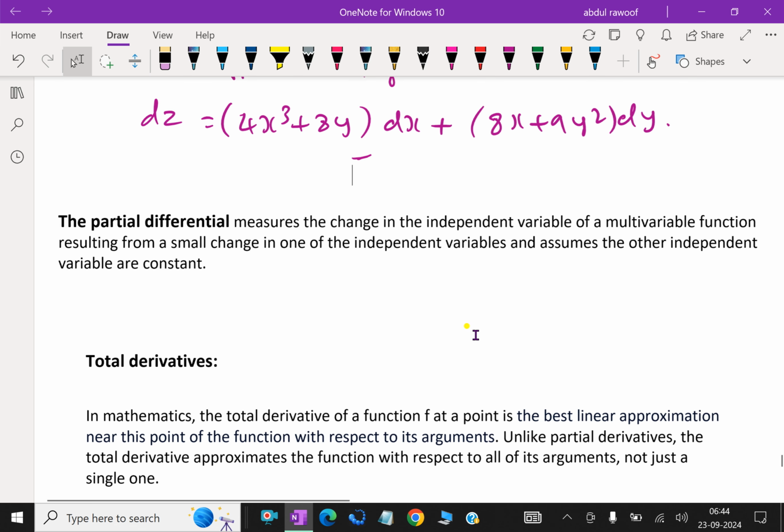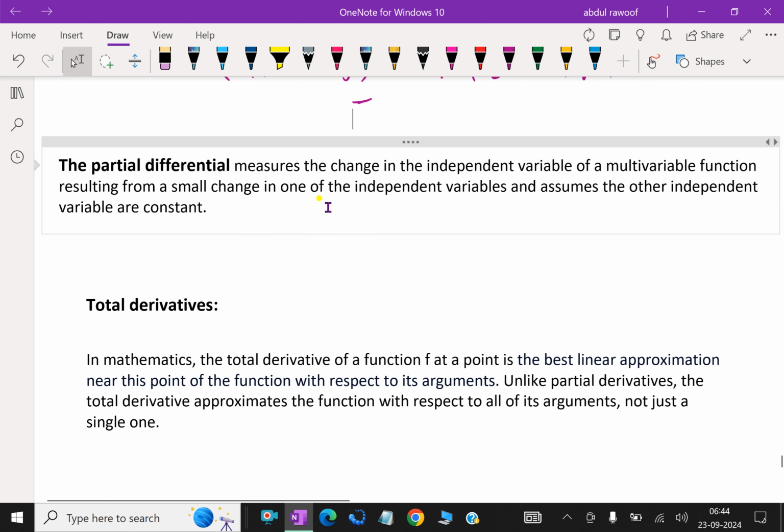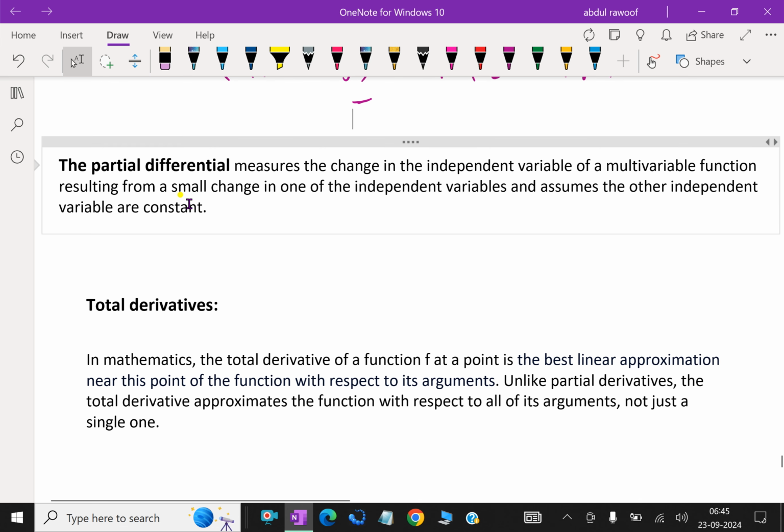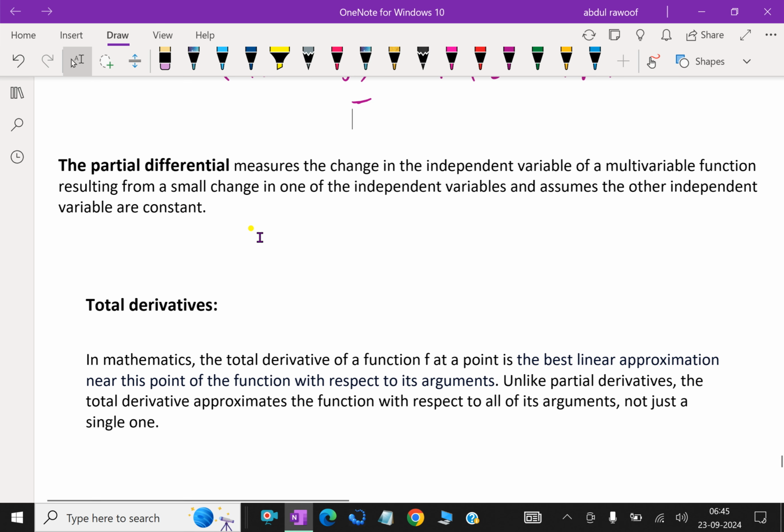Next one, the partial differential measures the change in the dependent variable of a multivariable function resulting from a small change in one of the independent variables, and assumes the other independent variables are constant. This is a partial differential. For example, dz is equal to zx dx, the partial differential with respect to x.